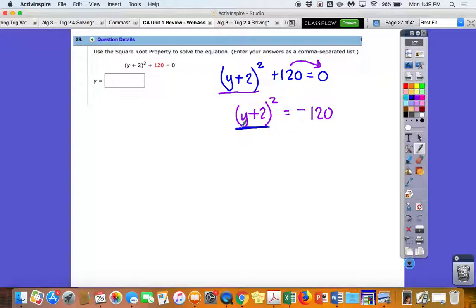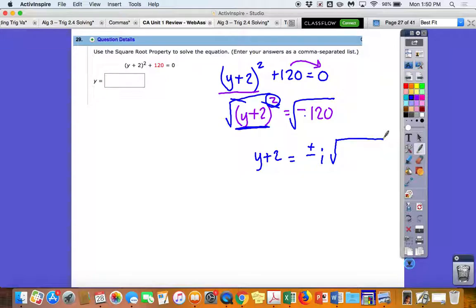So the first thing I got to do is address the square. So square root this side, square root this side. Well, these two counteract each other, inverses, and I just get y plus 2. All right, when I move to the other side, I've got to remember my plus minus. I know I'm going to get an i because there's a negative, and now I have to break down 120.